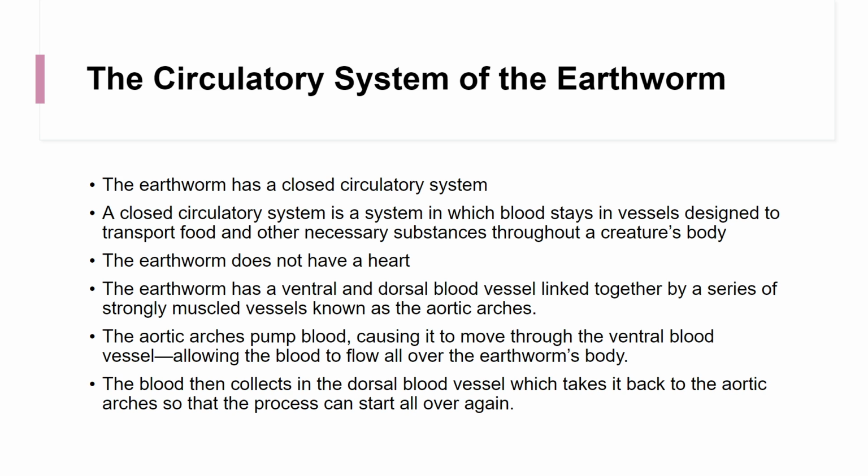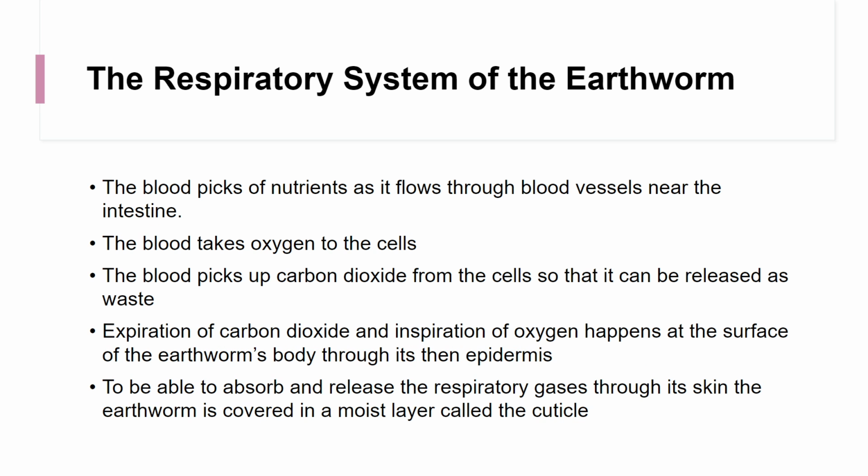The earthworm not only has a complete digestive system, it has a closed circulatory system. That's a system where blood stays in blood vessels. They don't really have a heart, but they do have modified aortic arches that act kind of like the heart in order to pump blood. The aortic arches do pump blood. They cause it to move through the ventral blood vessel, allowing that blood to flow all over the earthworm's body. Then they collect it in the dorsal blood vessel that takes it back to the aortic arches. And so that process starts all over again.